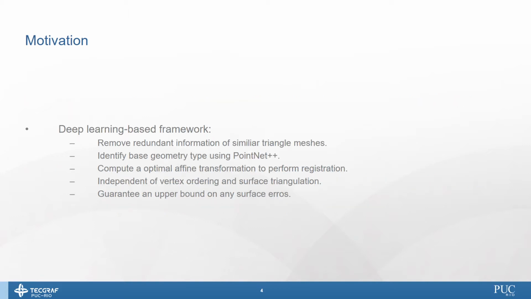Inspired by recent work, we developed a deep learning-based framework to remove redundant information of similar triangle meshes by relying on PointNet++ and obtaining an optimal affine transformation. By relying on point clouds, we are independent of vertex ordering and surface triangulation. We also guarantee an upper bound on any surface errors.